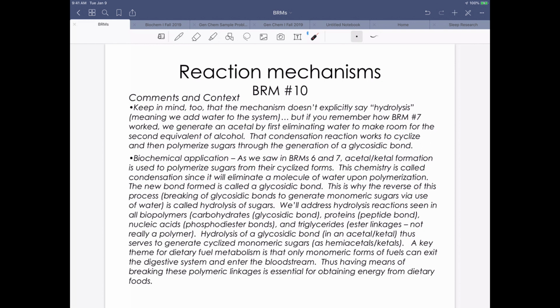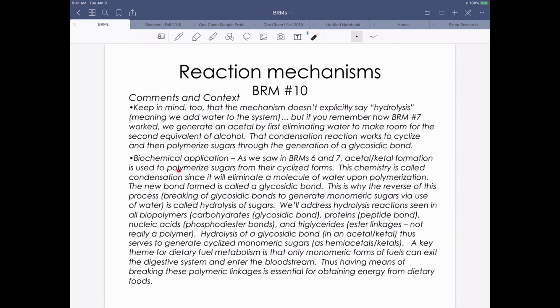But again, if we think about how reaction mechanism 7 worked, that was a condensation reaction, and we generated that acetal by eliminating water to make room for a second equivalent of alcohol to be added. So again, that was a condensation reaction, and we talked about how that's used to first cyclize and then polymerize sugars through the generation of that glycosidic bond. So the first reaction mechanism, generating the hemiacetal or the hemiketal, was chemistry to cyclize sugars, and then the formation of an acetal or a ketal is used for polymerization. So again, acetal and ketal formation is how we polymerize sugars from their cyclized form.